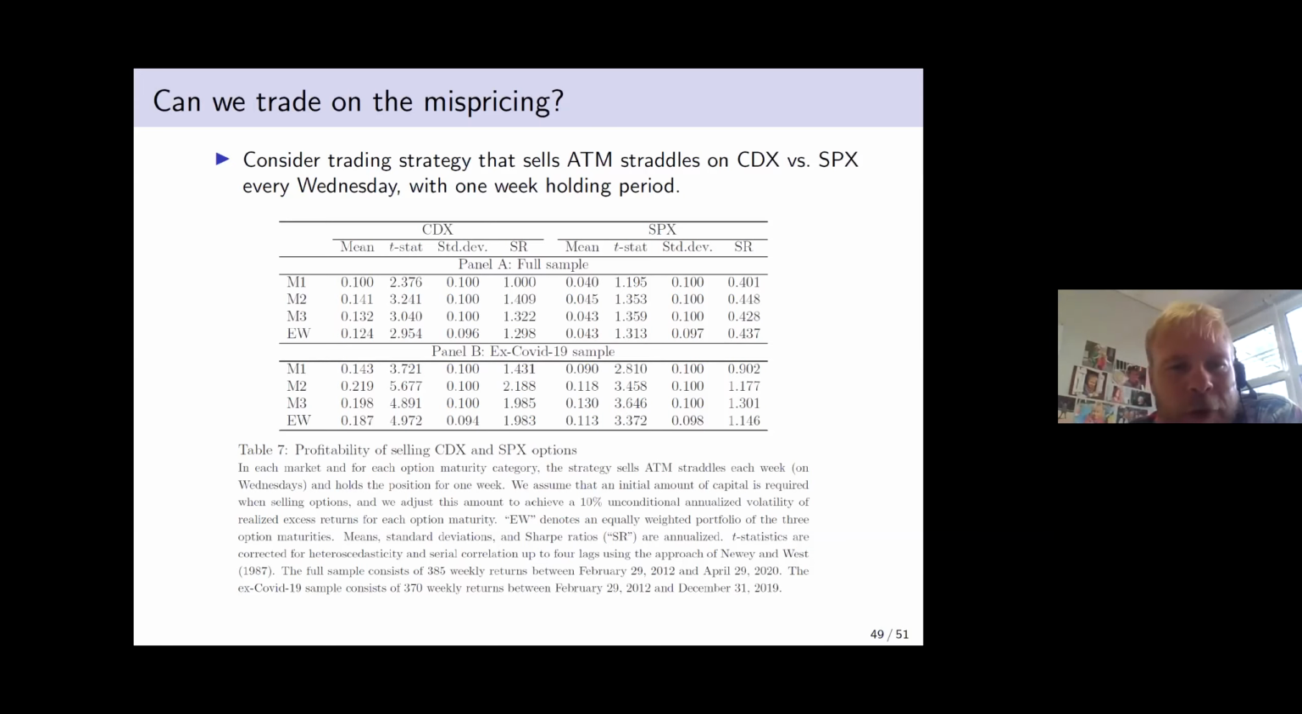Your other question was about the joint hypothesis problem. In the end we cannot definitely say that the market is mispriced and our model is the correct model. But we have at least some suggestive evidence that the two markets are not fully integrated. You also asked about transaction costs. I think that's the one I forgot.